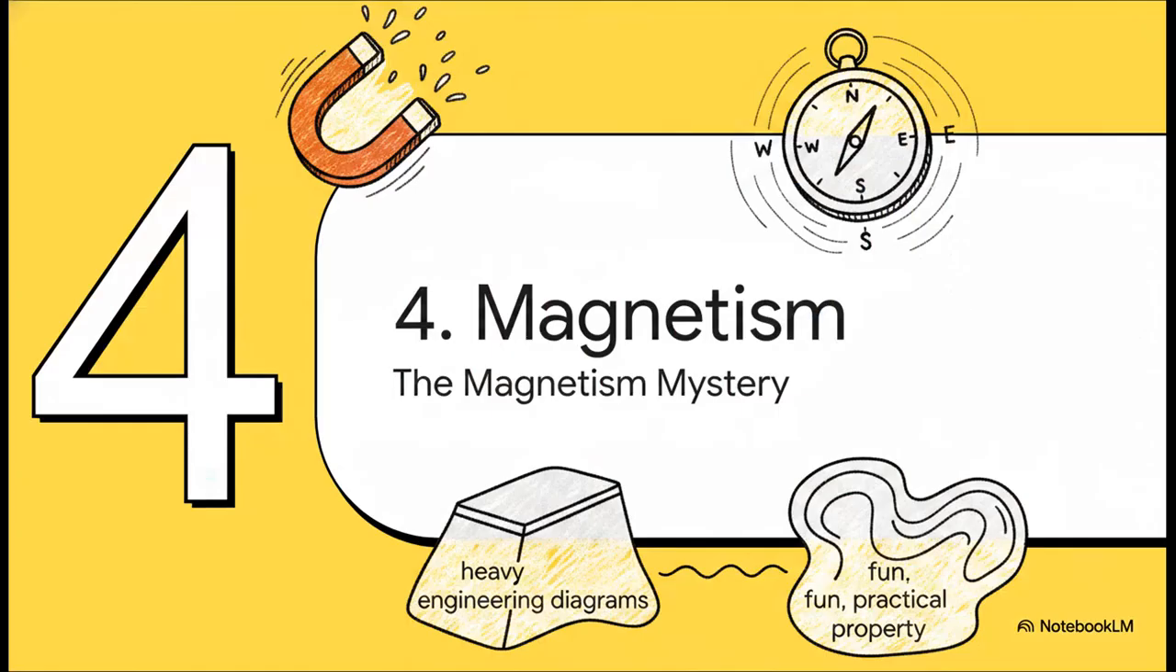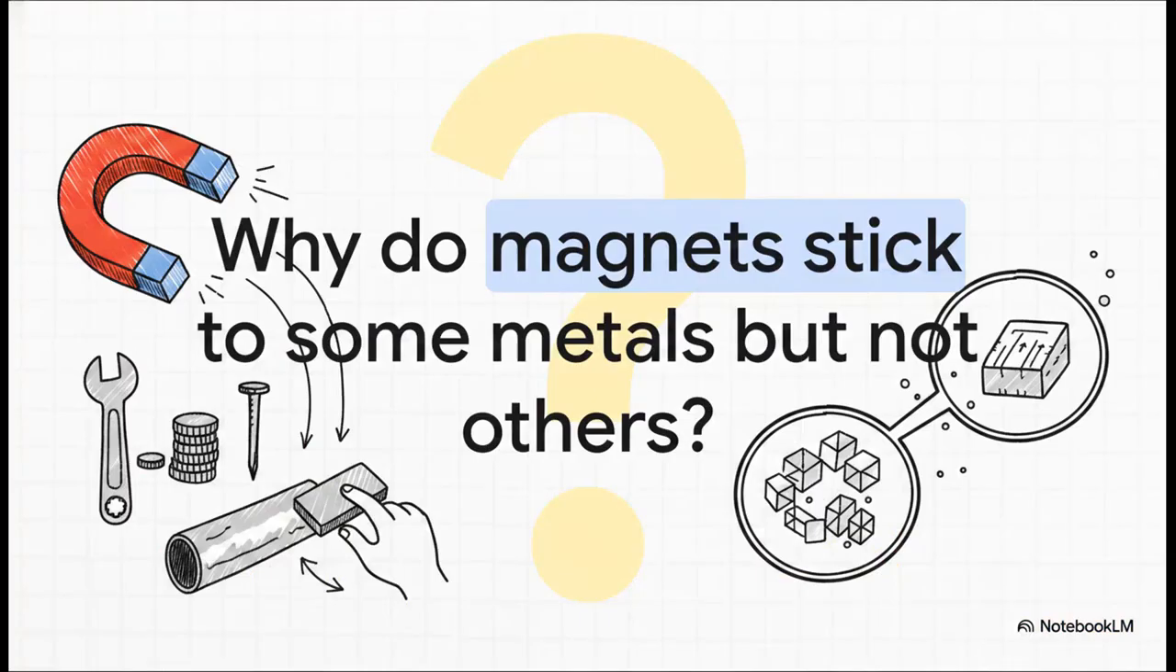All right, Section 4. The magnetism mystery. Now, let's step out of the heavy engineering diagrams for a second and move into a really fun practical property that completely separates these two structures in everyday life. Have you ever wondered why a magnet sticks to some metal objects in your house, but just slides right off others? It's a mystery we've all experienced at some point, and the answer is hiding right in that microscopic geometry we just talked about.